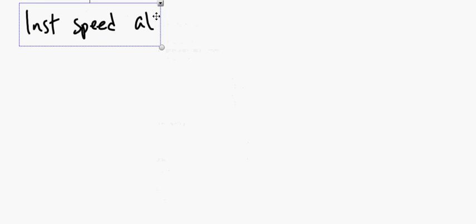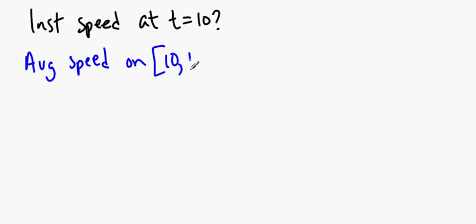I wonder if we can say, what if I want the instantaneous speed at time equals 10, the time it hits the ground? Can we get more formal? And the answer is yes. We're going to take the average speed on some interval that starts at 10 and ends at 10 plus h, where h is going to represent a very teeny tiny quantity. We're going to take an average speed on that subinterval.